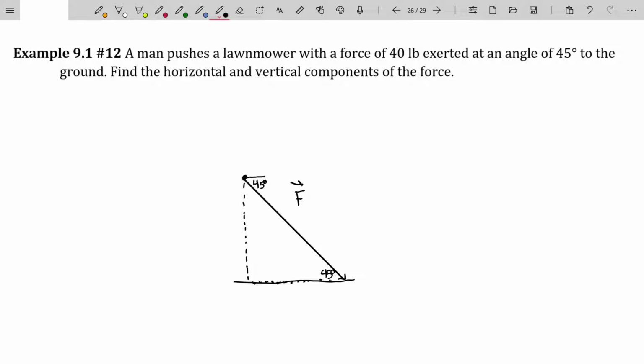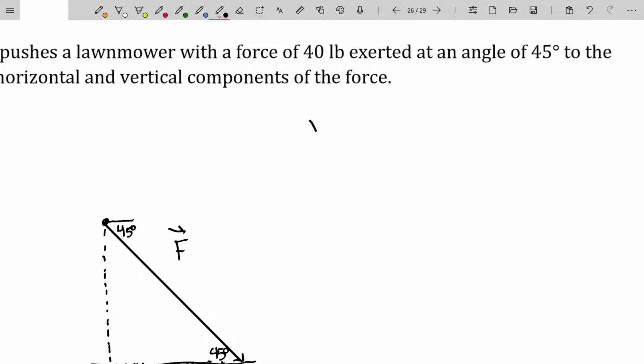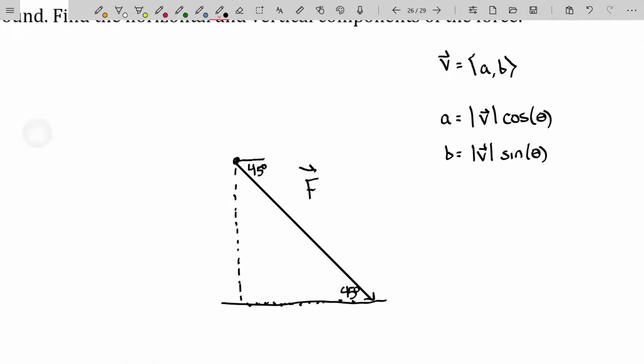And we happen to know from the previous video that a vector V with components a and b satisfies the following. a is equal to the magnitude of V times the cosine of the angle that the vector V makes, and b is the magnitude of V times the sine of the angle that the vector makes with the positive x-axis. And by the way, that would be this positive angle with the x-axis.